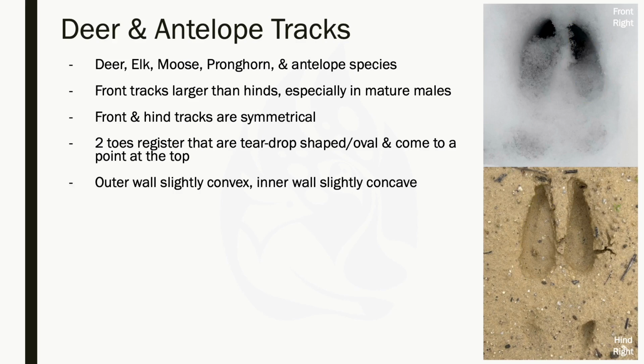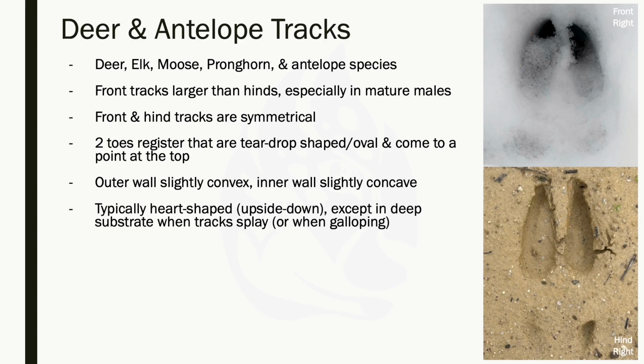Then the other thing we want to notice is that the toes are going to be convex on the outer wall. We can see that with the orange line here. And the inner wall is going to be concave. And you can see that here in the hind track down below. Again, there's going to be a little bit of differences between species. Some will be more convex on the outside and some more or less concave on the inside. But to some degree they're going to have this, generally speaking, in each track that you look at.